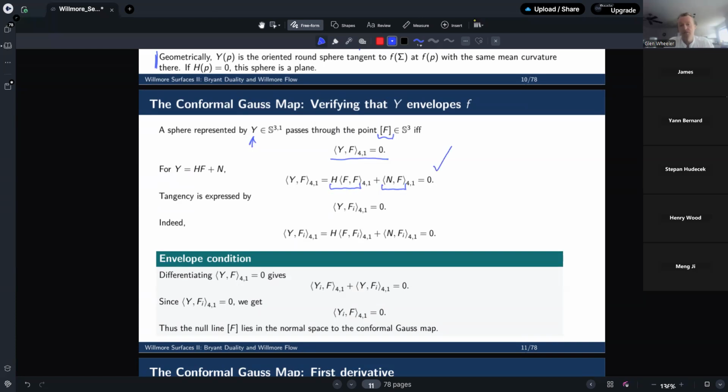Now, to be a congruence, it should be tangential to F. So we can calculate that too. By differentiating, just by plugging in the definition, because y is Hf, so that's this part, plus n, you get, again, 0. So it does satisfy it, it is a second congruence.